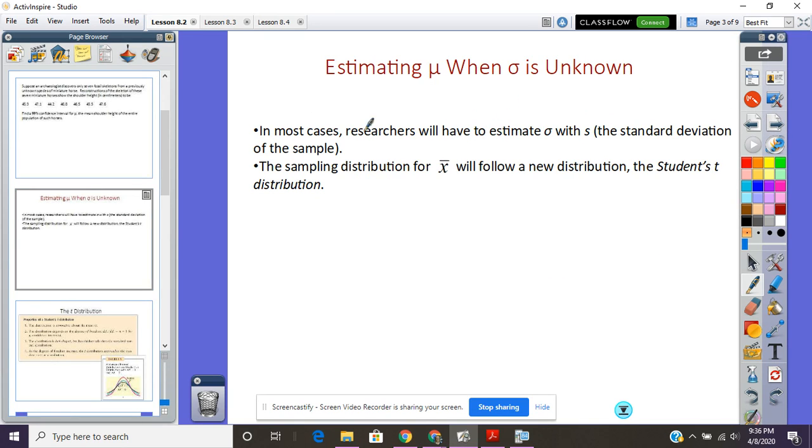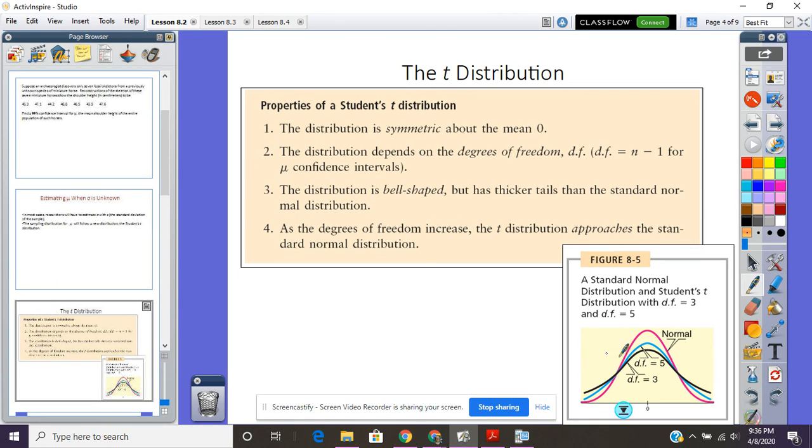So like I said, in most cases, researchers are going to have to estimate using the sample standard deviation because we don't know enough to use the population standard deviation. And it's going to follow the new distribution, Student's t distribution, which you'll see here. It still has the normal-like curve, but it involves something called degrees of freedom. Our degrees of freedom is n minus 1, so it's our sample size minus 1.